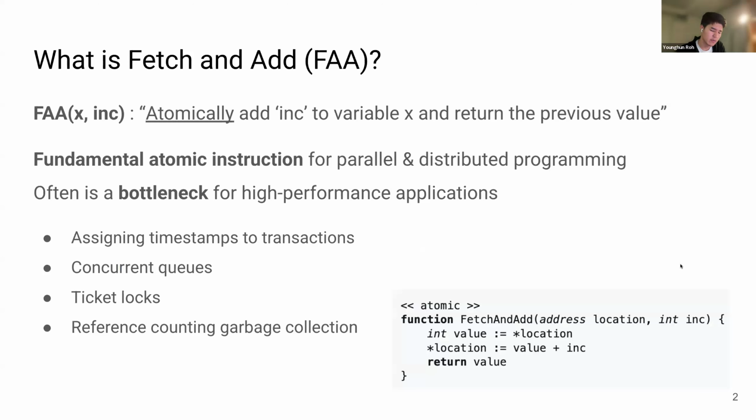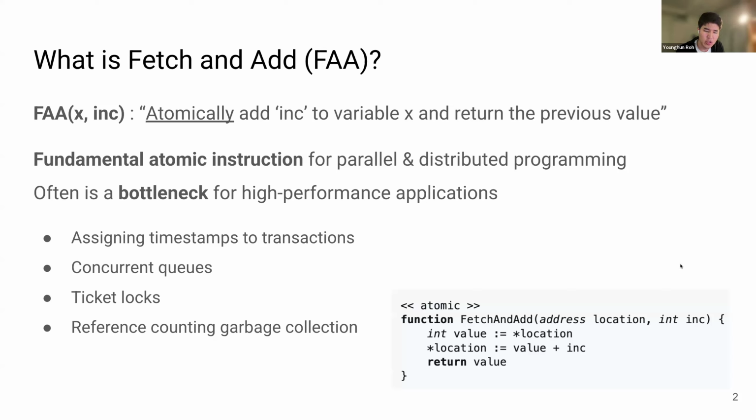So what is Fetch&Add? Fetch&Add is a fundamental atomic instruction which is widely used in many distributed and parallel programs. Basically what it does is fetch the value of the variable and also increment or add a certain value to that variable atomically. As you can see in the pseudocode in the bottom right, this whole process should happen atomically, so no other process or thread can see the intermediate values while another thread is working on the fetch&add.